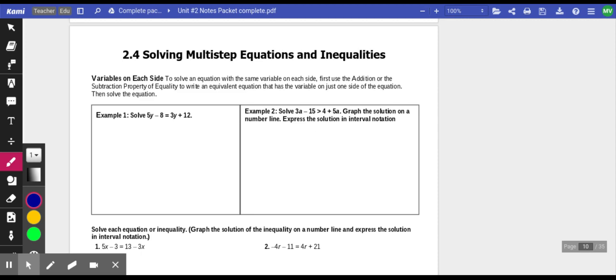Hi everyone. Today we're going to continue on to 2.4, solving multi-step equations and inequalities.